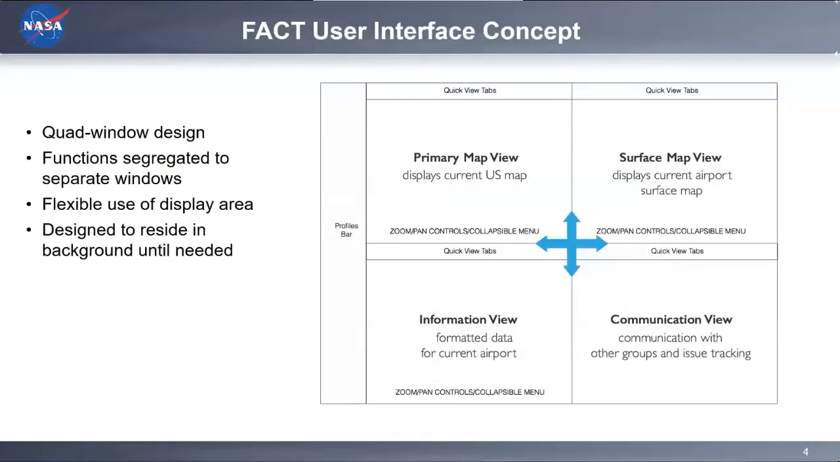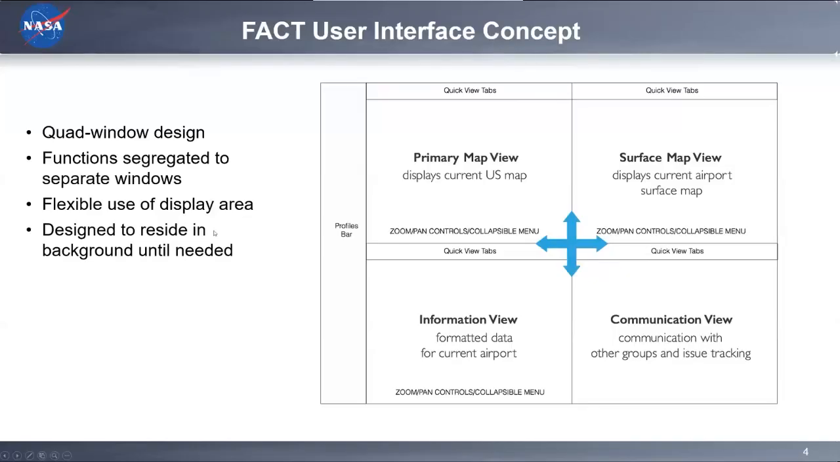The software we designed, or Dan designed, we decided to have something that would not require another screen, but would sit in the background and be ready to be used for winter weather. And he designed this quad display. The surface map of the airport chosen is on the upper right, an information view with various data, and a communication view for messaging team members. And there's a center icon to zoom in on what you might want.